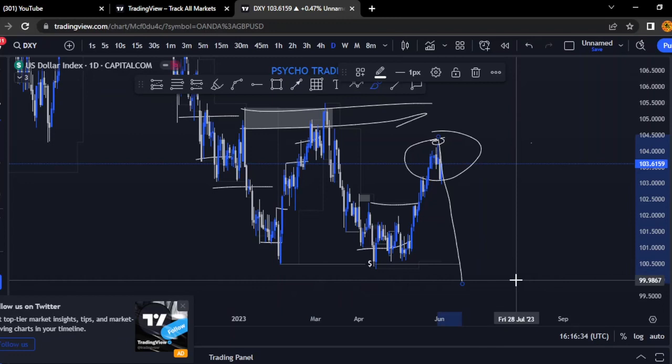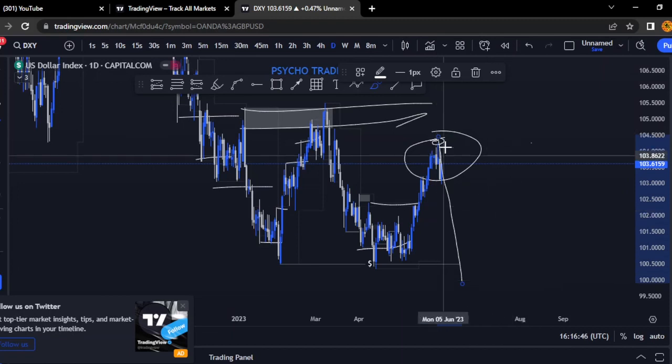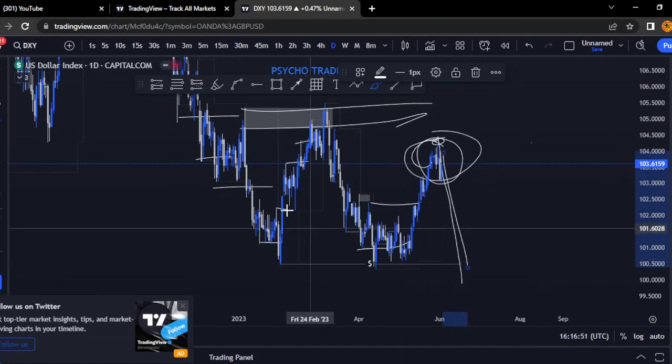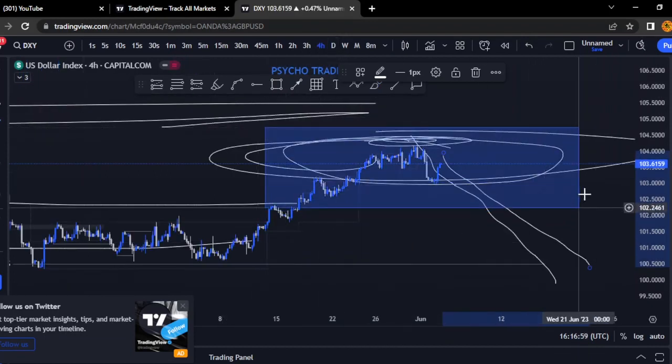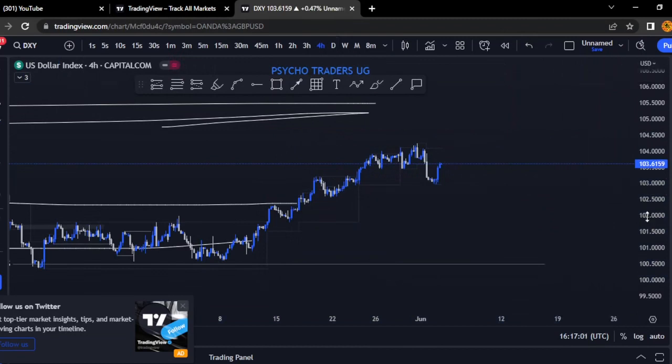This is actually clear if you have been following my content. Actually, yeah, redistribution, if you understand this, everything will be fine. Like, you will understand what I'm talking about right here. So we have a redistribution to just continue to the downside. So that's what we are looking at right now. So if you continue on the 4-hour, yeah, 4-hour is showing it perfectly. So redistribution taking us to the downside.